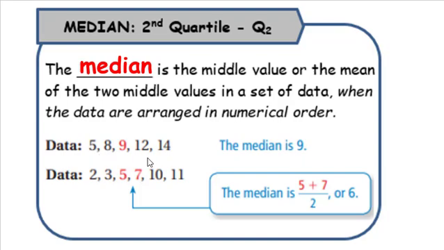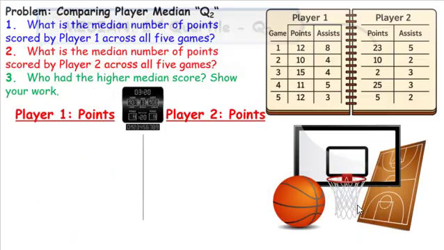Notice here we have an odd set of data values, therefore we have one median. But in this case, we have an even set of data values, so we have two middle numbers. We find the mean of those two middle numbers, adding 5 plus 7, divide that by 2, which gives us 6. Now we can compare their medians.